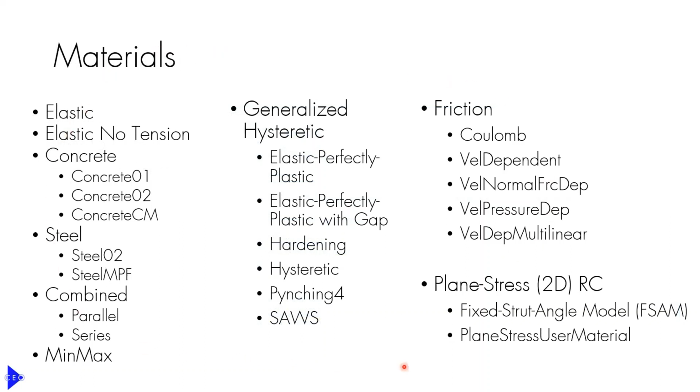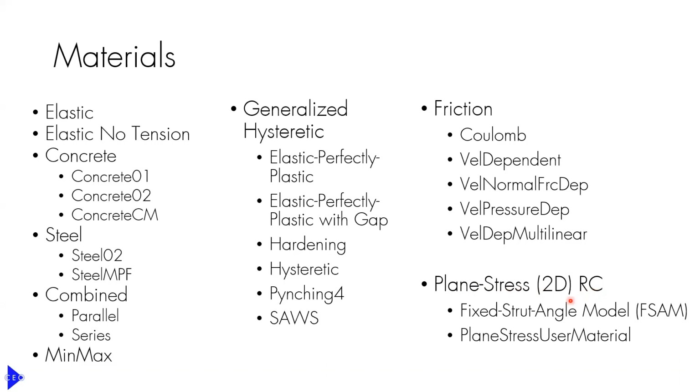of what's currently implemented here. So we have elastic no tension. We have few concrete, few steel. We have this combined, parallel, or series. We have min-max. In terms of hysteretic, we have these materials: EPP, hardening, hysteretic, pinching. I actually added a couple more since this slide was not updated. There's also Ibarra models that are added here as well. And then we have different types of friction models and also elements for base isolation.